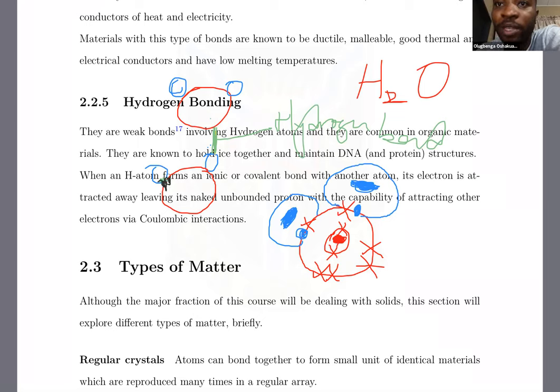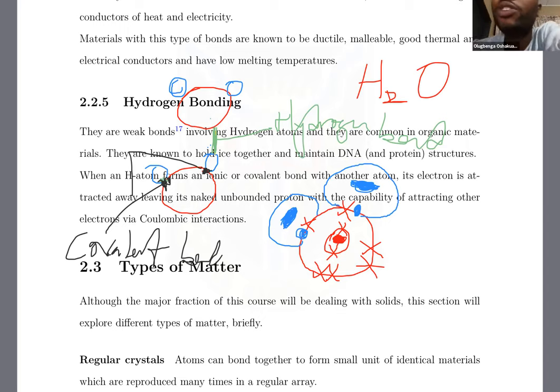Well, this can be said to be a covalent bond. So this is also a covalent bond. So while a hydrogen atom is covalently bonded to its oxygen atom, it forms a hydrogen bond with another oxygen atom because it appears naked, because the electron that shields it is already in union with another atom.